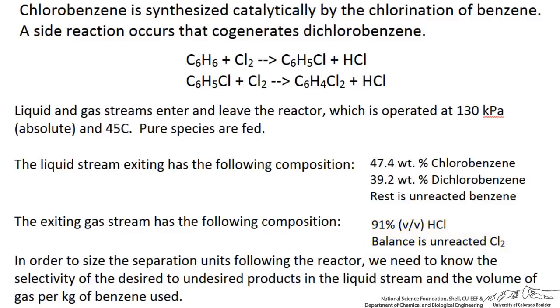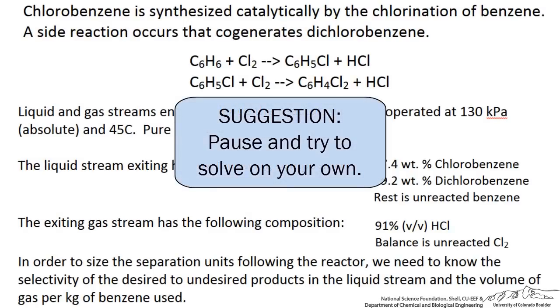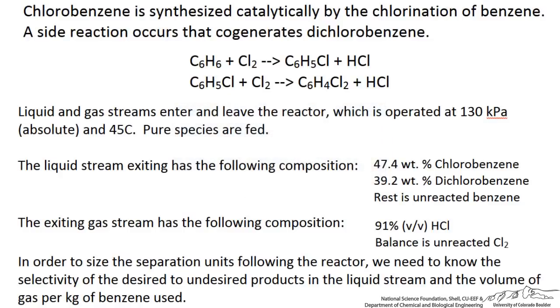So our job is to size the separation units that maybe follow this reactor, but first, before we do that and continue to design our process, we need to know the selectivity of the desired and undesired products, so we have some idea of what's going into downstream processing, as well as the volume of gas per kilogram of benzene used that comes out. We have a good old-fashioned material balance problem, and we need to go through our steps in solving this.